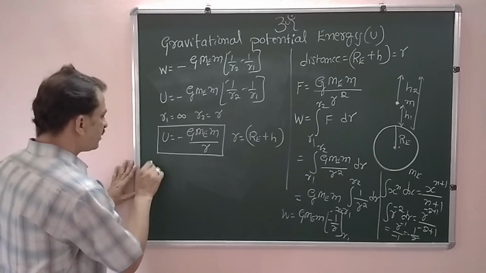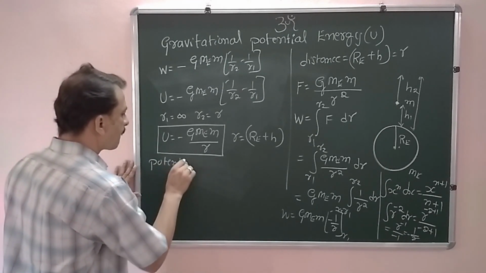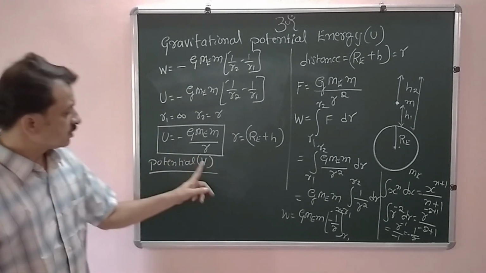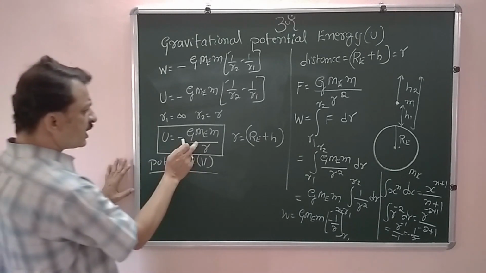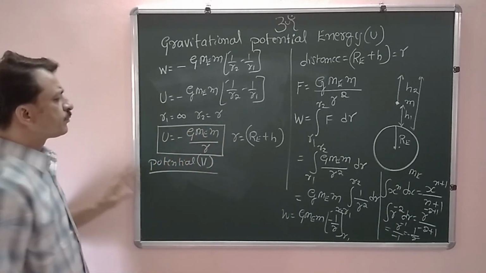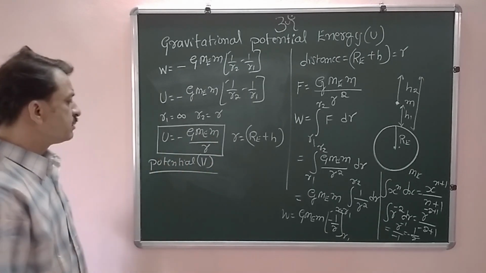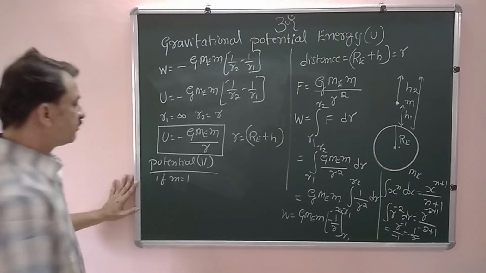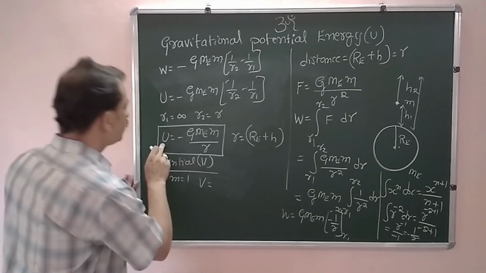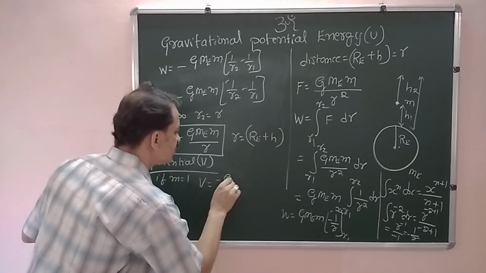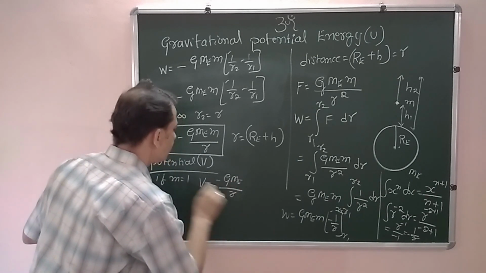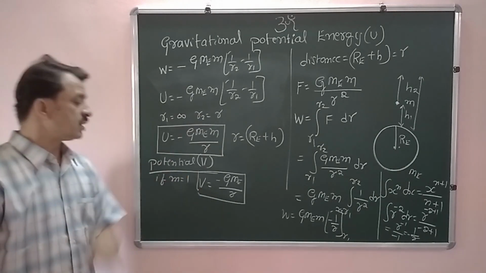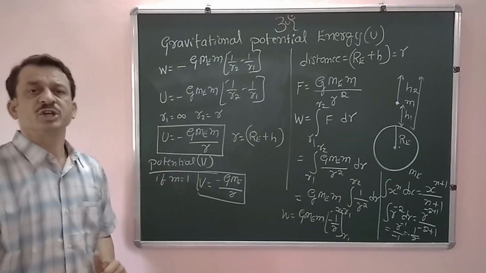Now we will define potential. That is denoted by V. Now this is potential energy. Now this is potential. Now look here, in the potential energy equation, if I take m is equal to 1, small letter m is equal to 1, then what will I get? So U becomes V, that is we call it potential, minus G Me divided by R. Now this is gravitational potential. Now how do you define gravitational potential?